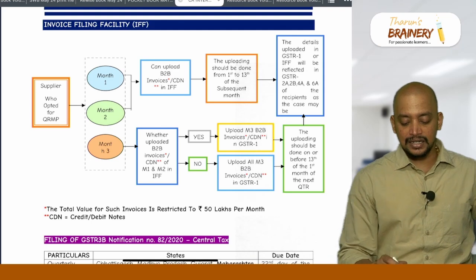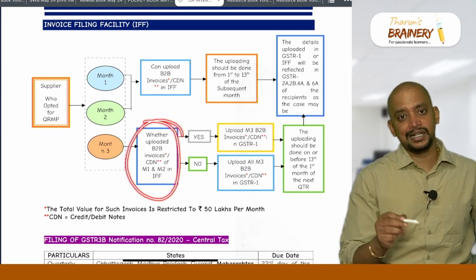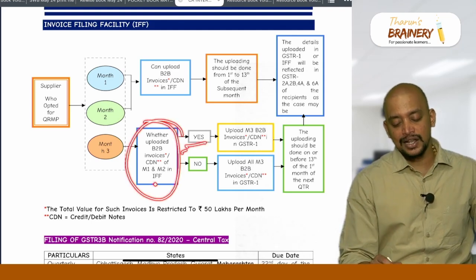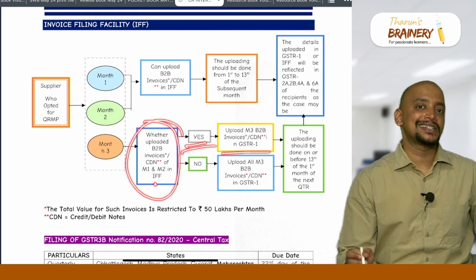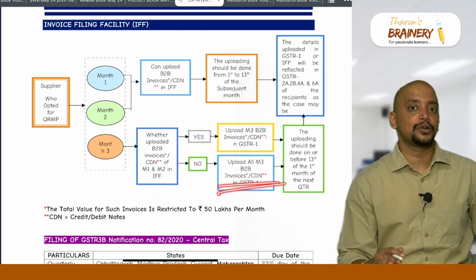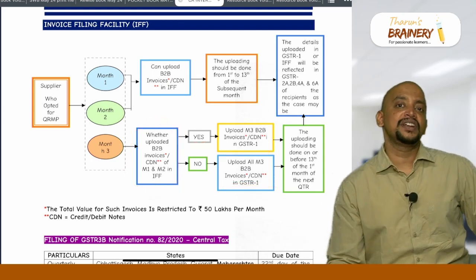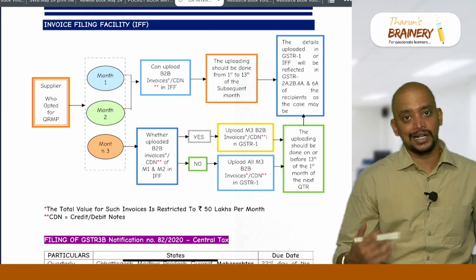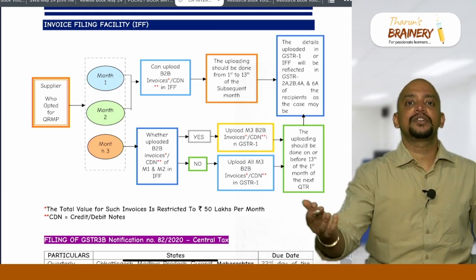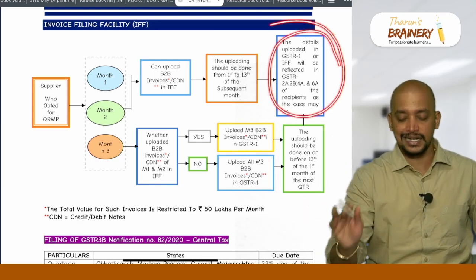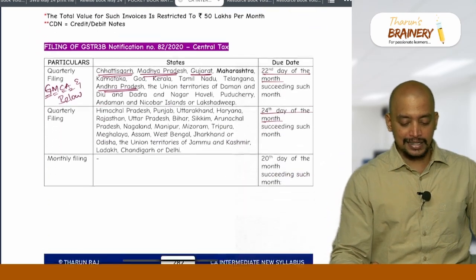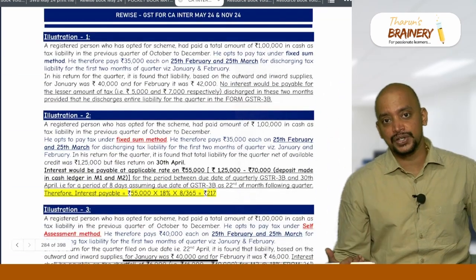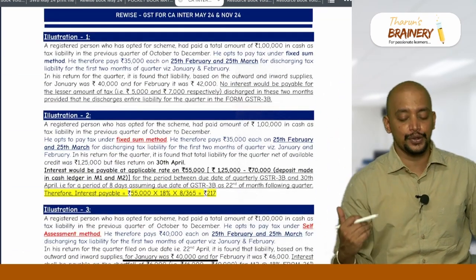Now month 3. Whether first month and second month details are uploaded in IFF, if yes, only third month details need to be uploaded in GSTR1, otherwise all 3 months details need to be uploaded in GSTR1. And then if it is filed by 13th of the month following every quarter, it will be reflected in 2B of the recipient, and the recipient can take ITC. Then next we have illustrations related to interest computation on QRMP. You see that.